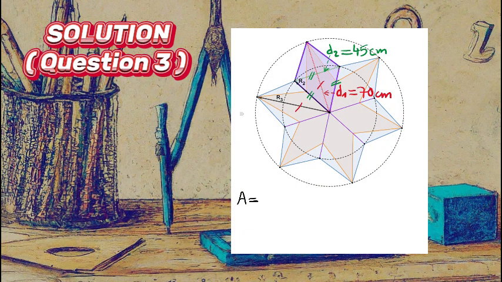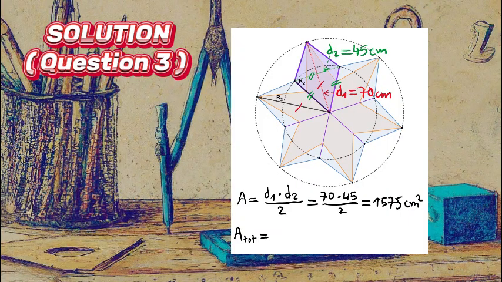Using the formula for the area of a kite, D1 times D2 divided by 2, we get 70 times 45 divided by 2 equals 1575 square centimeters. Multiply this by 6 and the total area becomes 9450 square centimeters or 0.945 square meters. Exactly the same result as before.